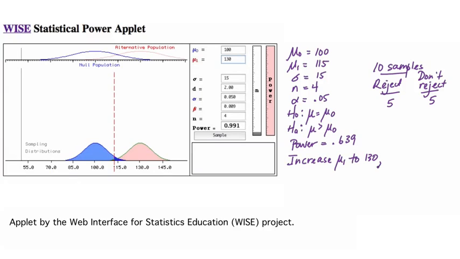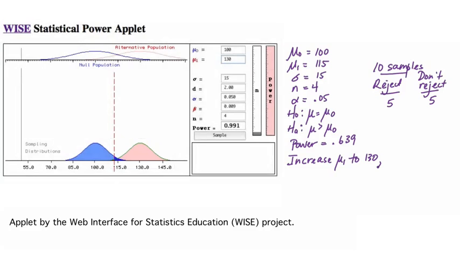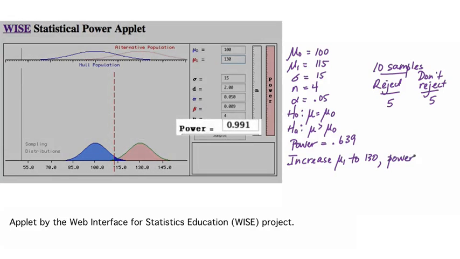And indeed, the sampling distributions are quite separated now. So getting a value in the alternative sampling distribution that is greater than the value of the test statistic that would result in a p-value of 0.05 or less is extremely likely. Almost all of the area under the alternative sampling distribution. And the power is calculated to be 0.991, quite high.